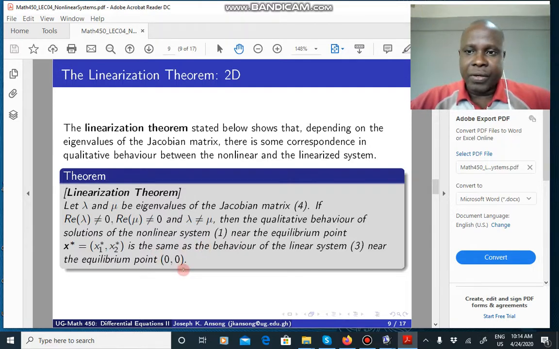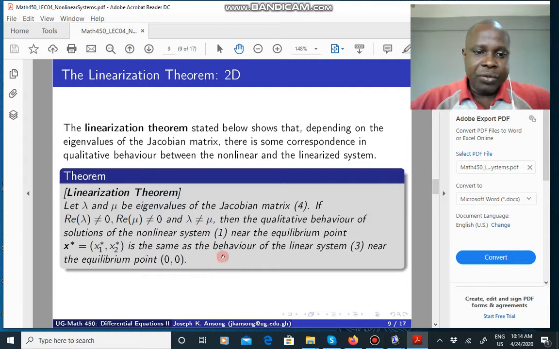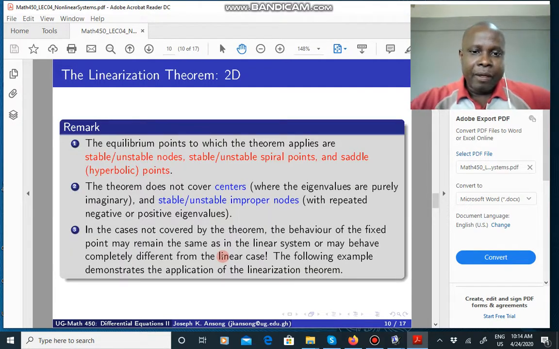point 0, 0. Remember that in the planar linear systems, we said 0, 0 is always a fixed point or an equilibrium point of the system. Okay, that's why this is there. But this was a linearization theorem, and we said that it basically covers cases where you have stable and unstable nodes, stable and unstable spiral points, as well as saddle or hyperbolic points.